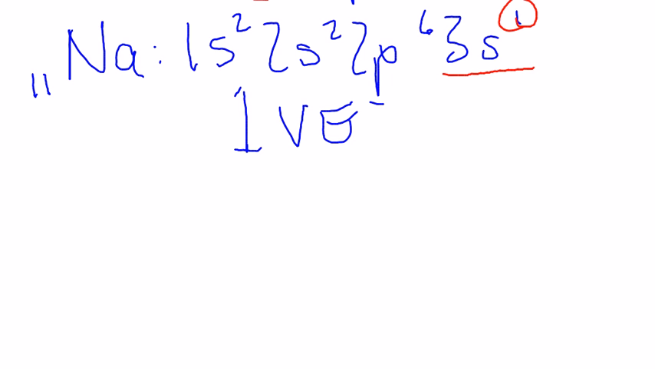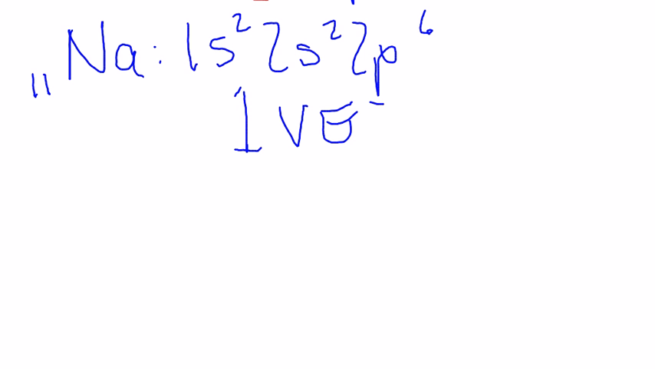So what's going to happen is this one valence electron that it does have, sodium is just going to let it go. It just lets it go. I guess I could cross it off, but a better thing might be to just erase it. So what happened is it just literally gave up an electron.